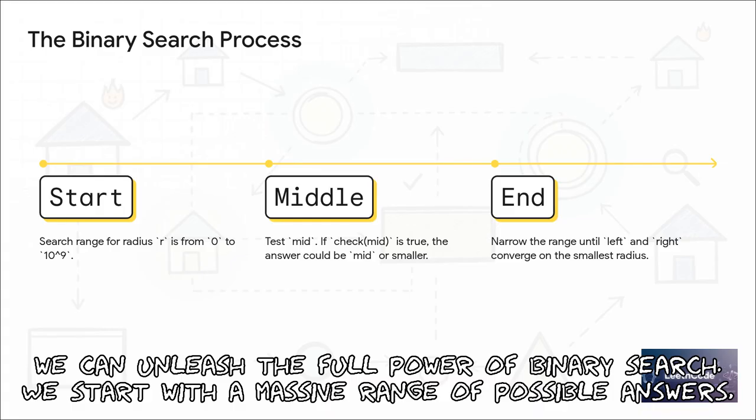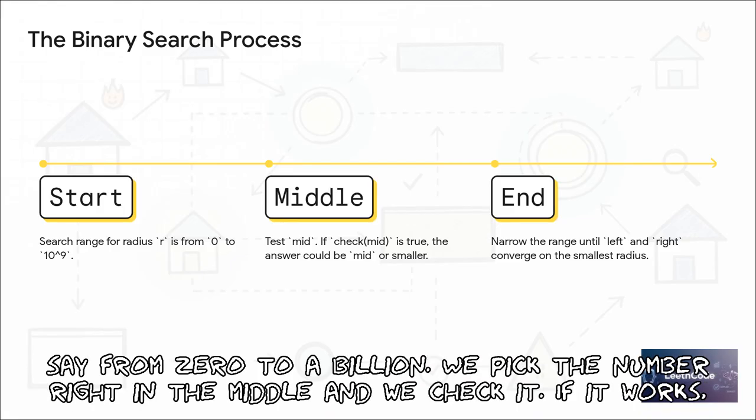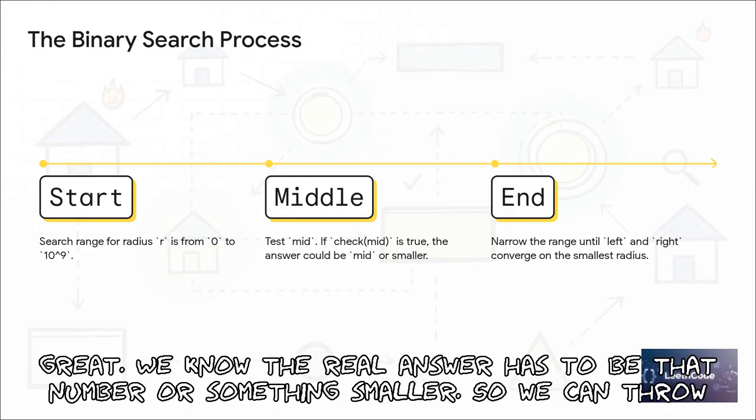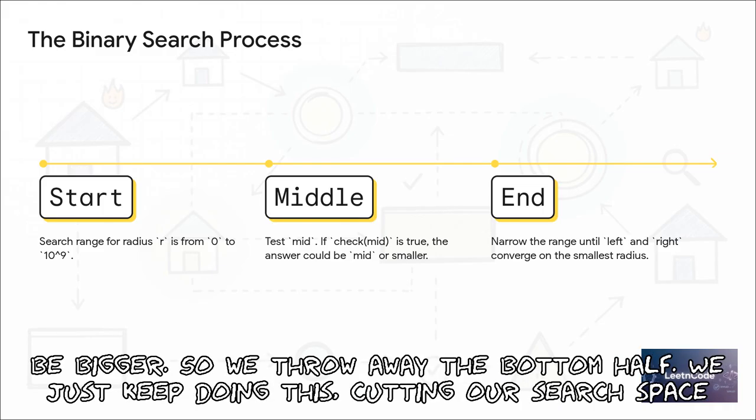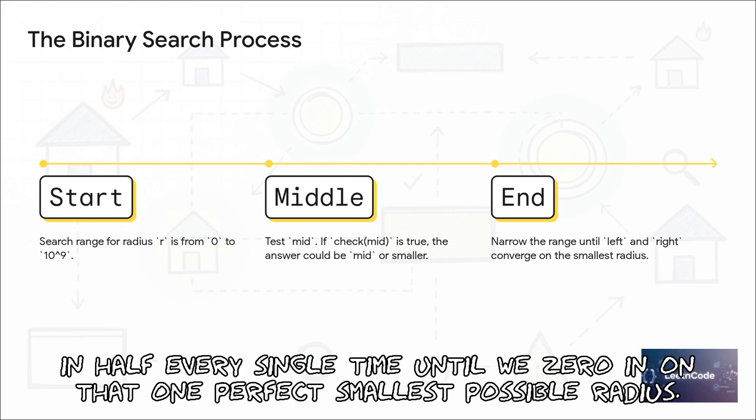Okay, so now that we have this amazing check function, we can unleash the full power of binary search. We start with a massive range of possible answers, say from 0 to 1 billion. We pick the number right in the middle and we check it. If it works, great. We know the real answer has to be that number or something smaller, so we can throw away the entire top half of our range. If it doesn't work, well, we know our radius needs to be bigger, so we throw away the bottom half. We just keep doing this, cutting our search space in half every single time until we zero in on that one perfect, smallest possible radius.